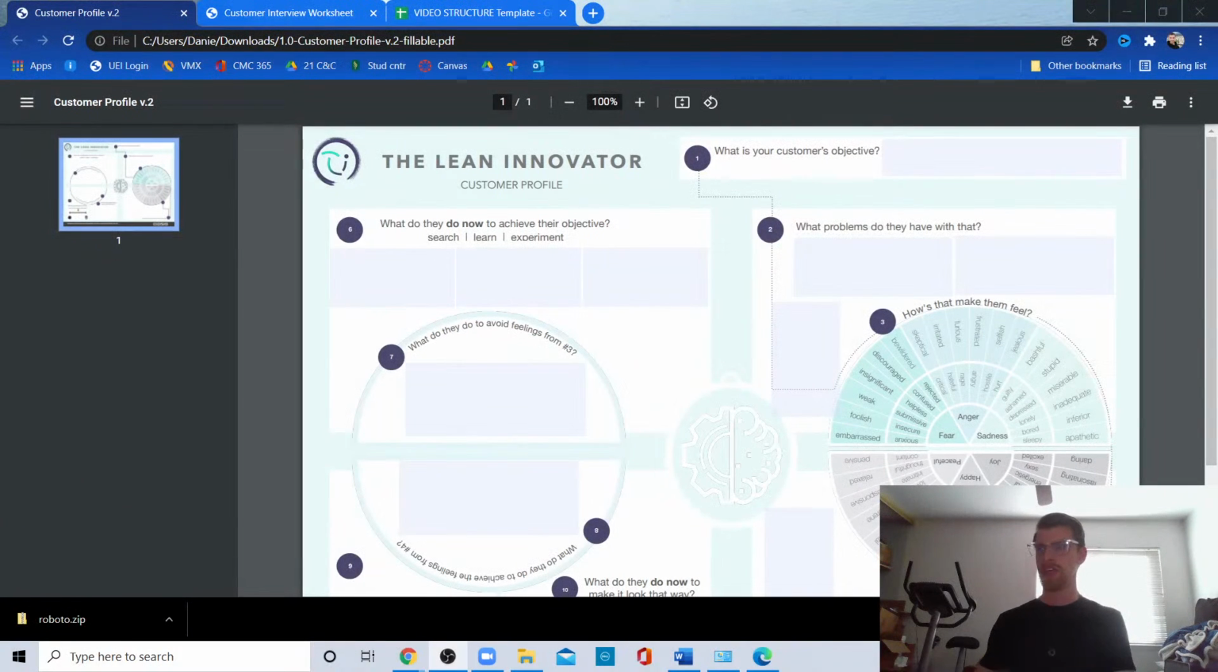So the second part of this, now that we have at least an idea of the business model canvas, is to go through this customer profile. And really the concept with the customer profile is to understand what is the customer's objective. So right here, we can actually write in, hey, for me, what I'm going to do is I'm looking for a way to help young adults develop character. Okay, so that's what we can do there.